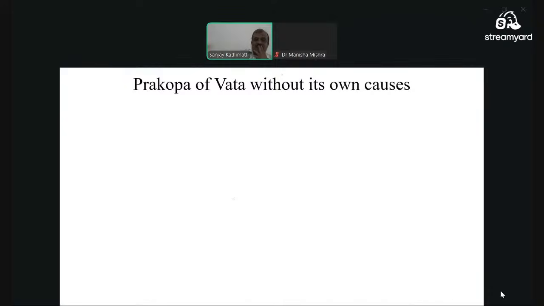Prakopa of vata without its own cause. So this is very special in avarana. In rest of all the samanya vyadhis and nanatmaja vyadhis like rudrasi, pakshagata, ardita, etc., you clearly see the swahetu of vata prakopa. But this is the only special condition in Ayurveda where the prakopa of vata happens without its own hetu sevana. Why?